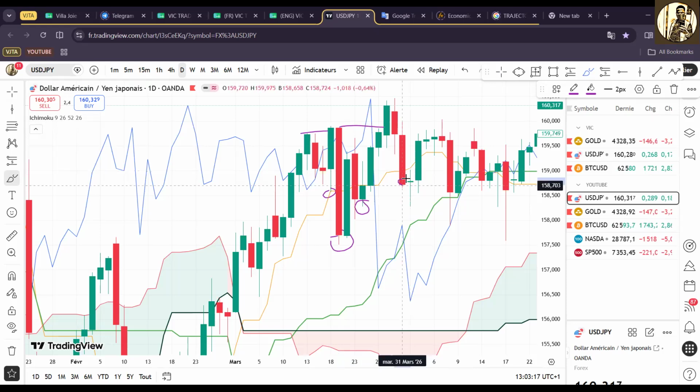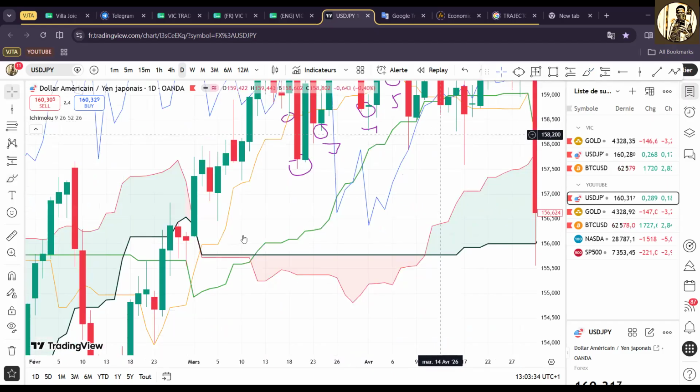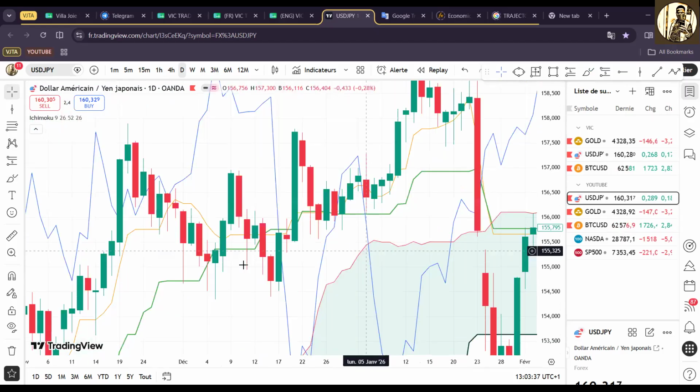Fourth Tenkan touch, no V breaker because it's already almost late. Fifth Tenkan touch, no V breaker also. So you have fourth and fifth that don't create any V breaker. But the third one created a V breaker. That is a common pattern with Tenkan. I think you are already used to that.